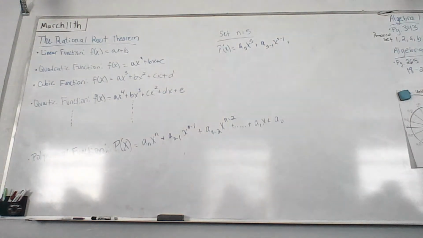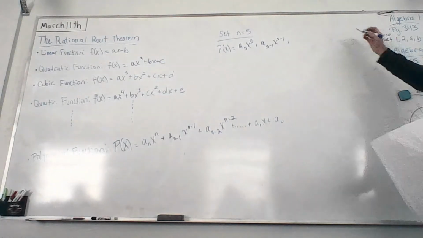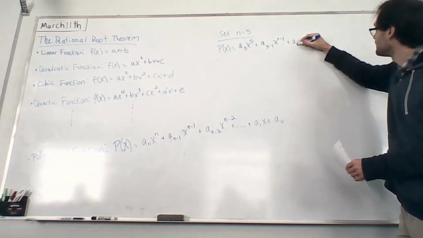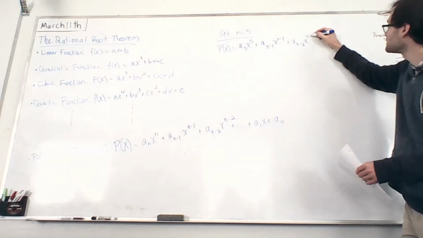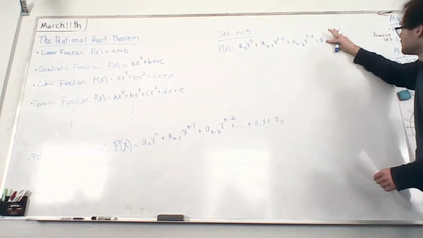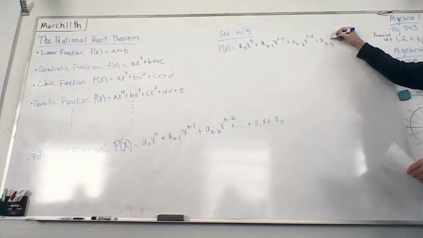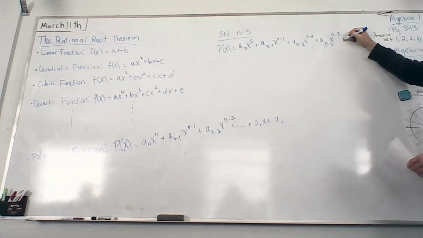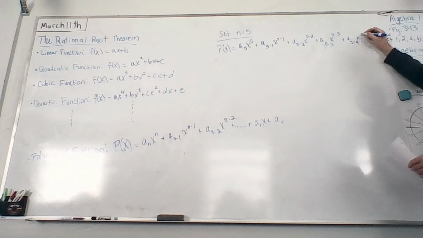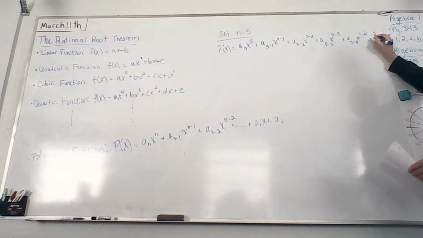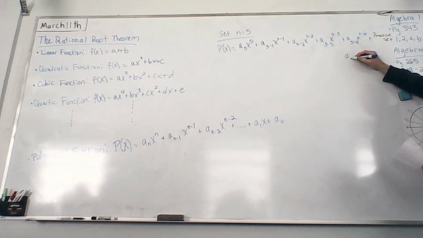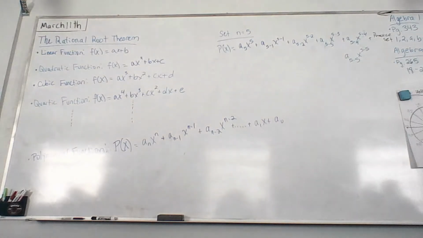And we continue all the way down. Plus a sub 5 minus 2 times x to the 5 minus 2. Plus a sub 5 minus 3 times x to the 5 minus 3. Plus a sub 5 minus 4, x to the 5 minus 4. This seems completely useless. Plus a sub 5 minus 5, x to the 5 minus 5. And that'll do it. Then I'll stop, because if I go any further, I'll get negative exponents.